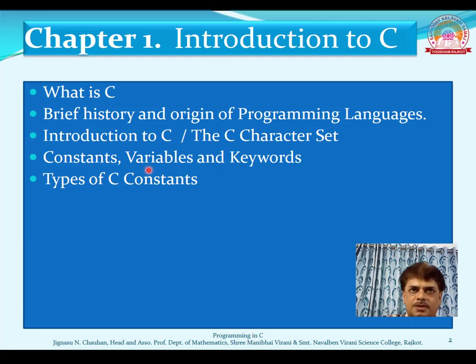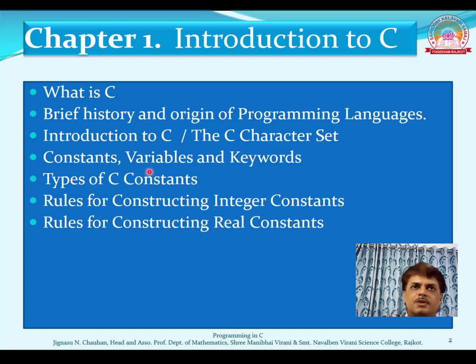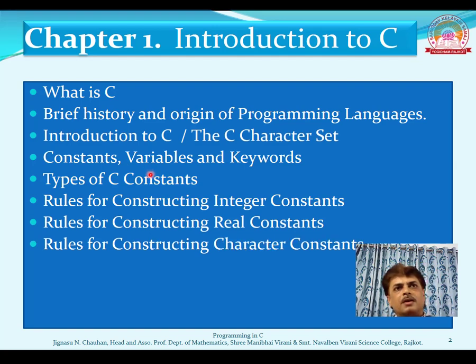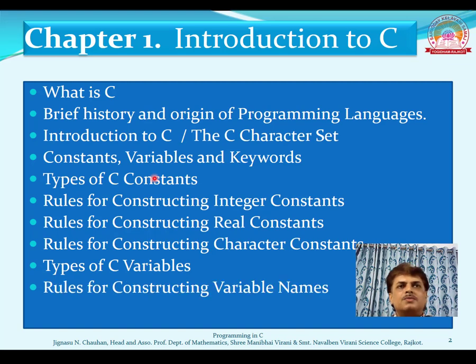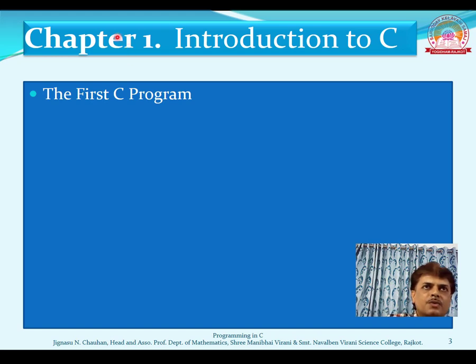The types of constants available in C. Rules for constructing integer constants will also be discussed, as well as rules for constructing real constants, character constants and string constants. Types of variables, rules for constructing variable names and keywords. The first program in C will also be discussed at the end of this lecture.